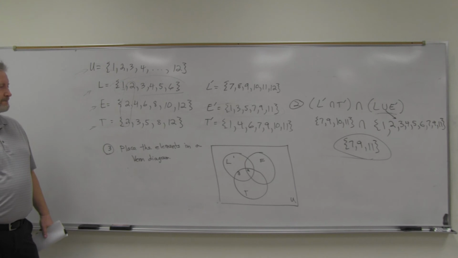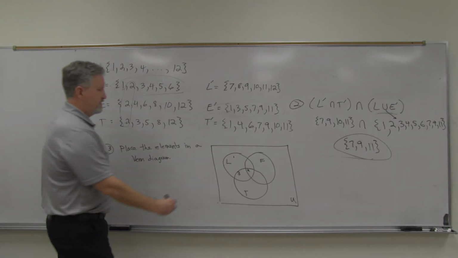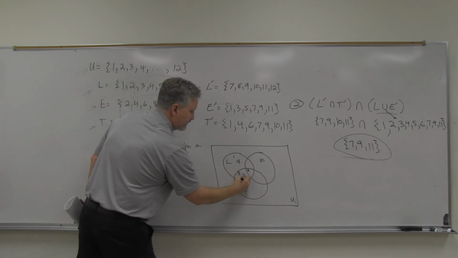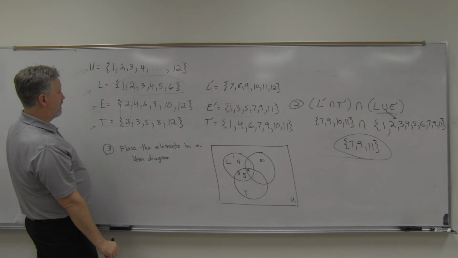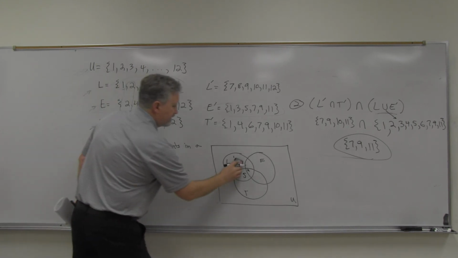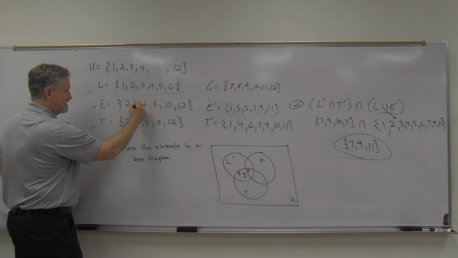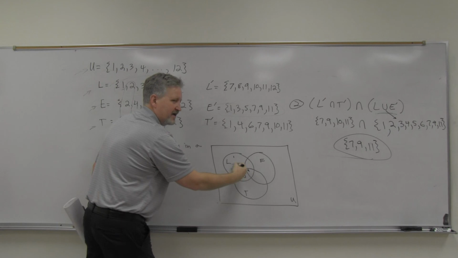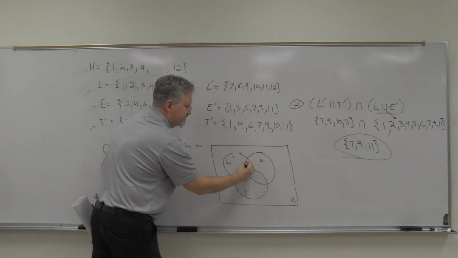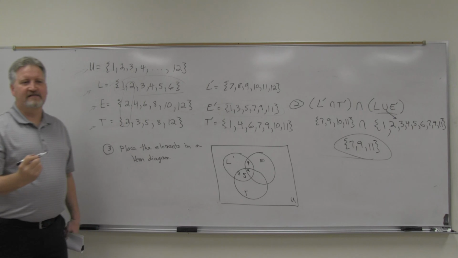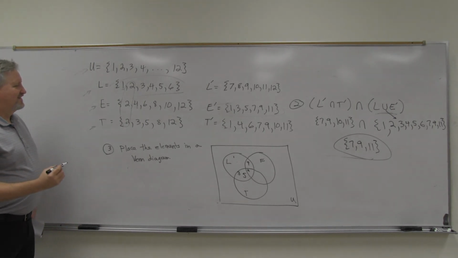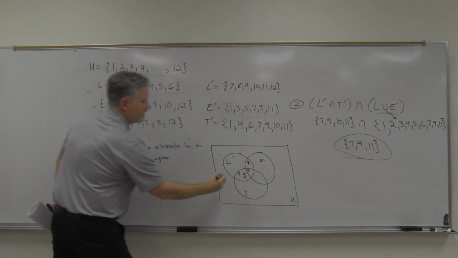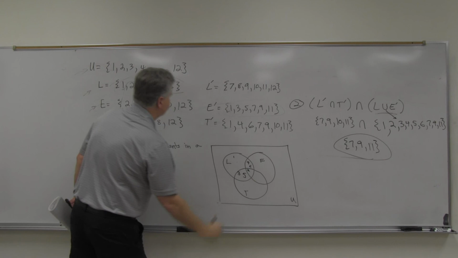Ah, yeah. 4 is only in L. 5 is in L and T, so it also goes there with the 3. 4 is in E. Did I miss it? I was just checking. 4 is in E, I'm sorry. 4 is in L and E. So where would it go? Between L and E, but not in the very middle. Is that better? I was just checking. Okay. 5 in both. All right, so 6 is in L and E, but not in all 3.